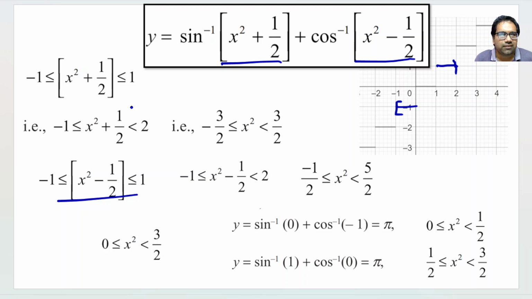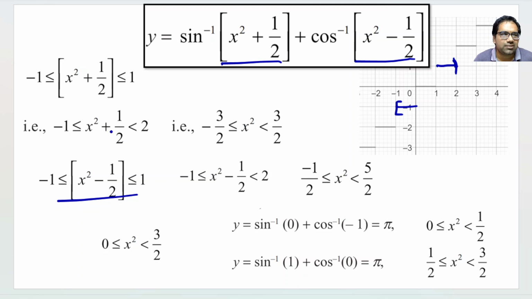Then the greatest integer function of x squared plus half will be minus 1. But x squared plus half cannot be equal to 2. If it is equal to 2, then this will not be equal to 1, right? The greatest integer function of x squared plus half will become 2. So it has to be lesser than 2. So x squared plus half should be less than 2, but it can be greater than or equal to minus 1 as for this.